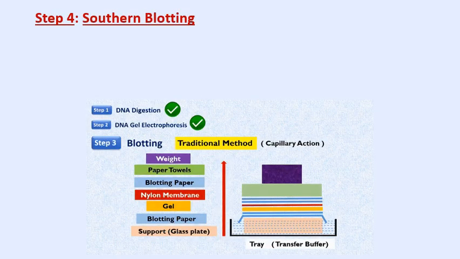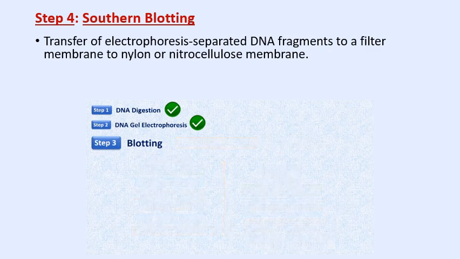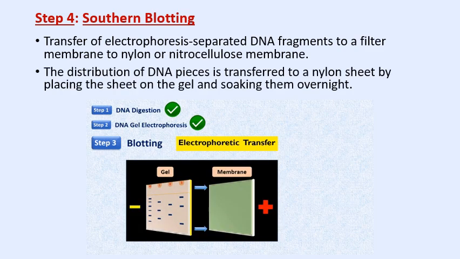Fourth step is Southern blotting. Transfer of electrophoresis-separated DNA fragments to a filter membrane, a nylon or nitrocellulose membrane, is known as Southern blotting, named after the scientist E. M. Southern. The distribution of DNA pieces is transferred to a nylon sheet by placing the sheet on the gel and soaking them overnight.